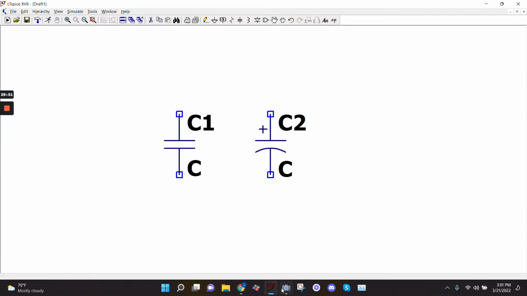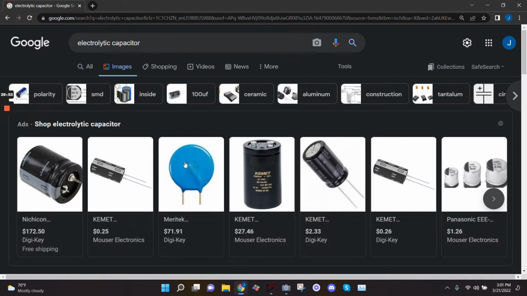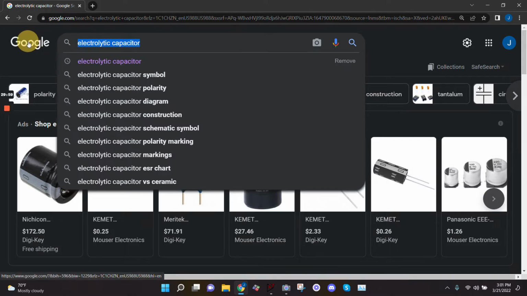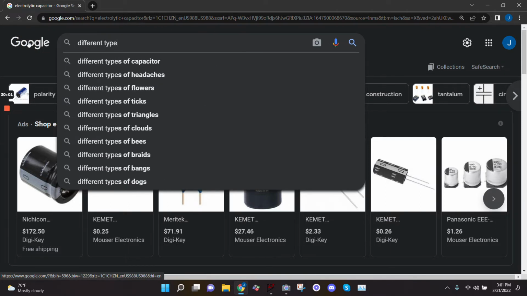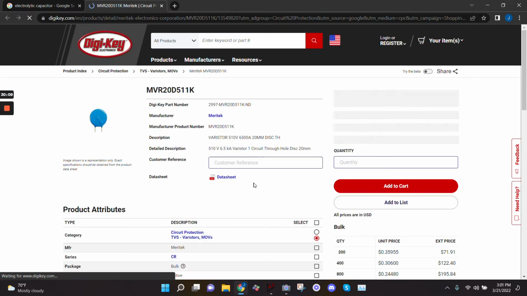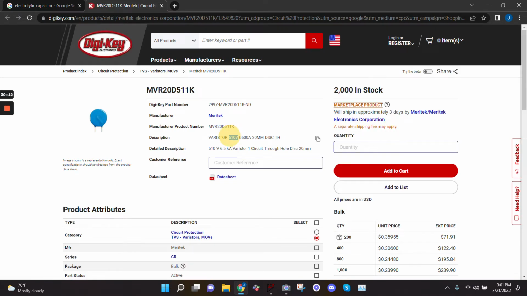There are other types of capacitors that aren't electrolytic, like this one right here. This is a ceramic capacitor. There's no polarity there. There are different types of capacitors. It's $71.91. This is probably a really high voltage rating capacitor or something. Yeah, this isn't even a capacitor. It's a varistor. I think that's a variable.